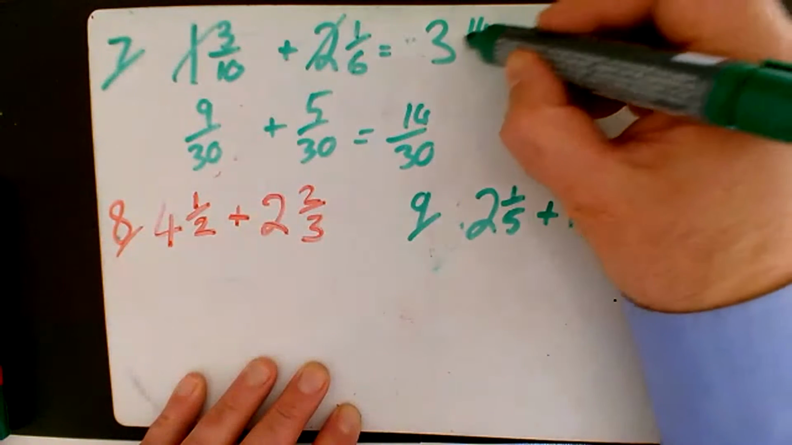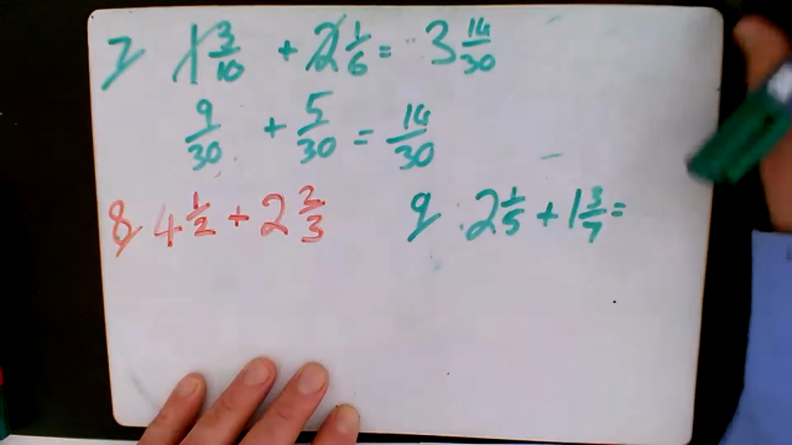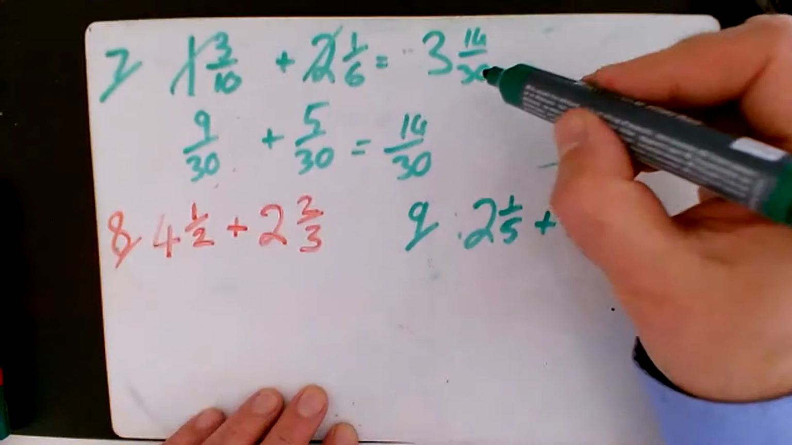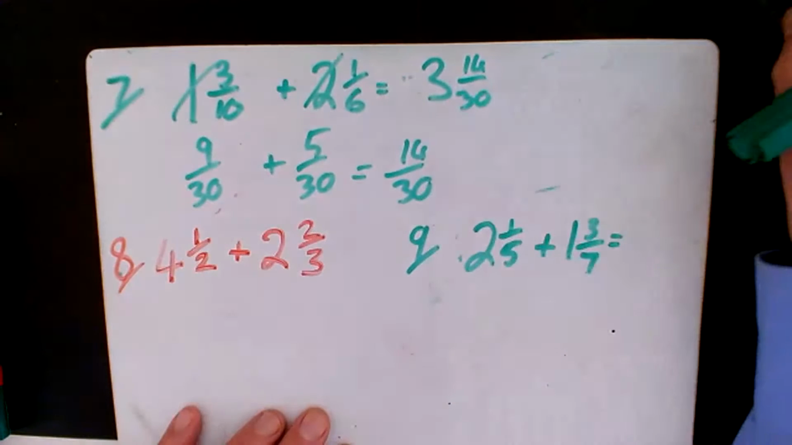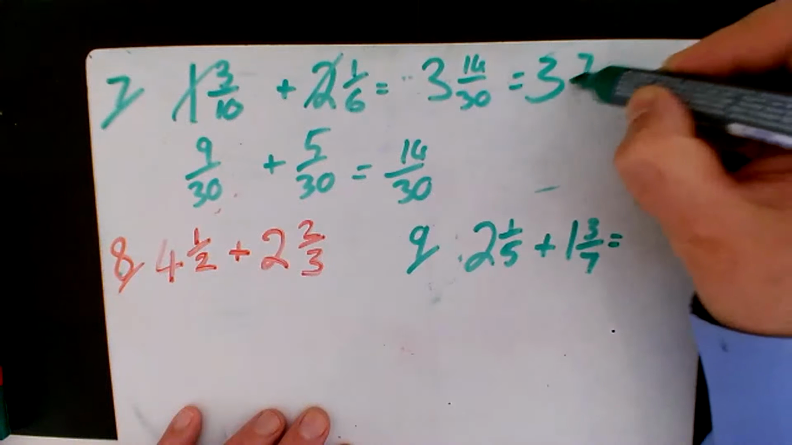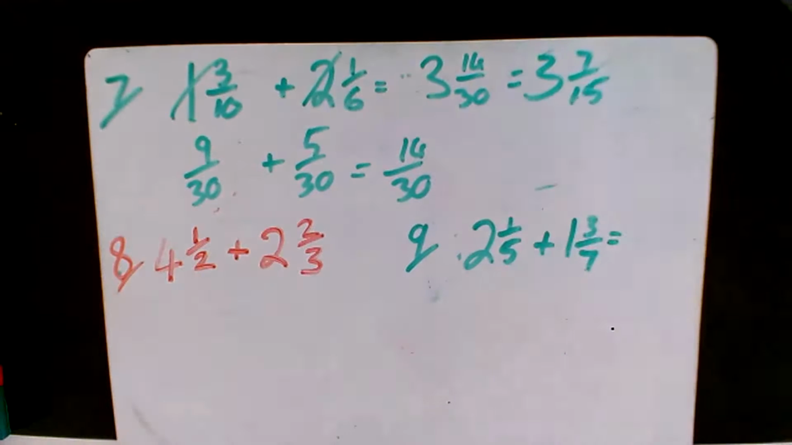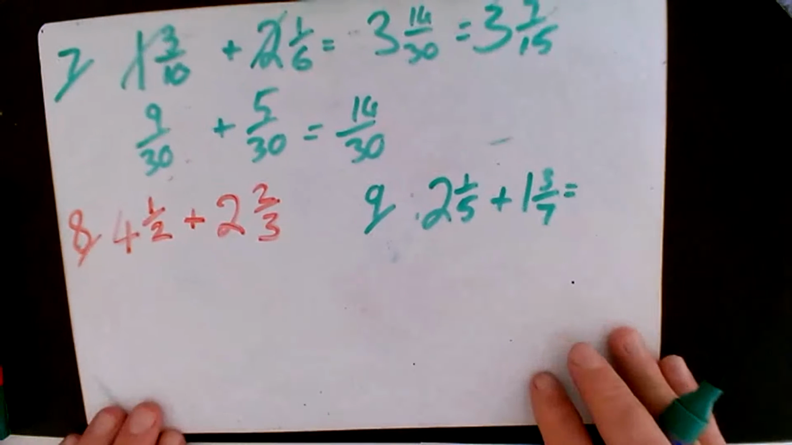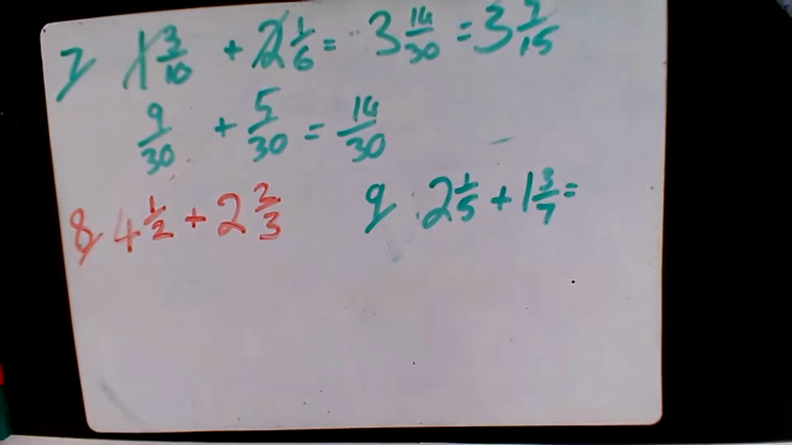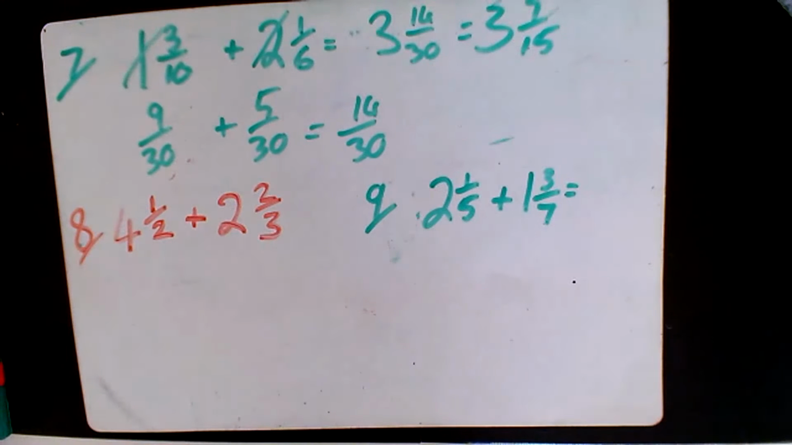3 and 14 30ths. Can I simplify 14 30ths? I can, because they're both even numbers. They're both multiples of 2, aren't they? Okay, so that becomes 3 and 7 15ths. Okay, have a go, please. Question 8 and question 9. Pause the video while you do that. Press play when you're done.